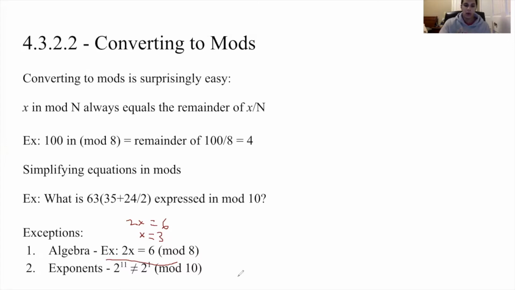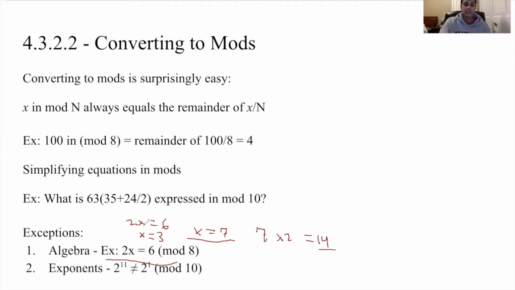But in a mod, there are multiple answers to this question. I bet you didn't know, but in 2x equals 6 in mod 8, you could also say x equals 7, because when you multiply 7 by 2, that gets you 14. And so 2x equals 14, and when 14 is simplified into mod 8, since the remainder of 14 divided by 8 is 6, then 7 times 2 also equals 6 in mod 8. So x could also be equal to 7. So that's just an important exception to remember, that algebraic equations don't always just have one answer in mods.